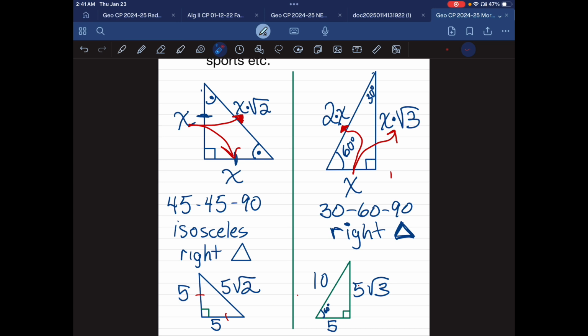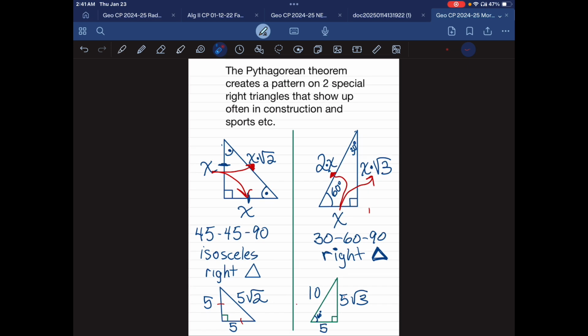you'll often hear people say the pattern here is x, 2x, x square root of 3. But for 45, 45, 90s, you'll often hear x, x, x square root of 2, because the legs are the same. So let's do some 45, 45, 90s.